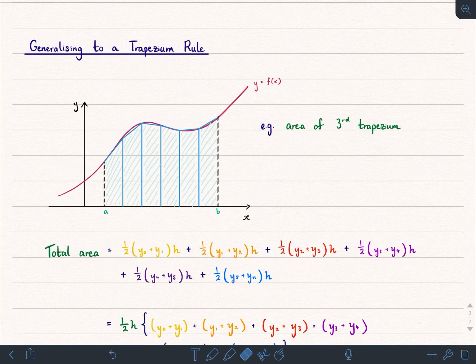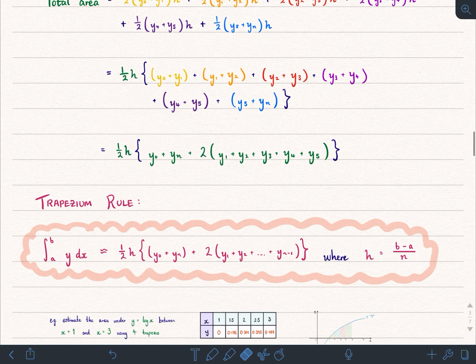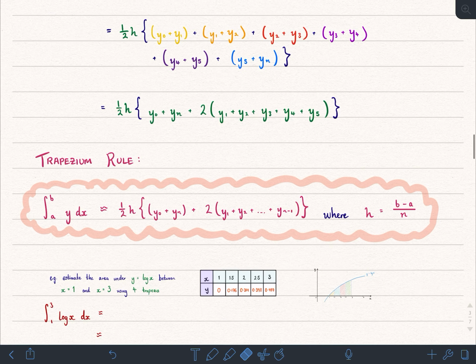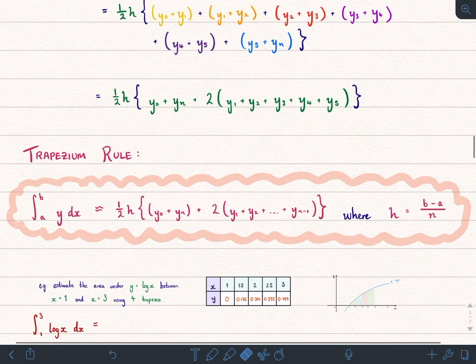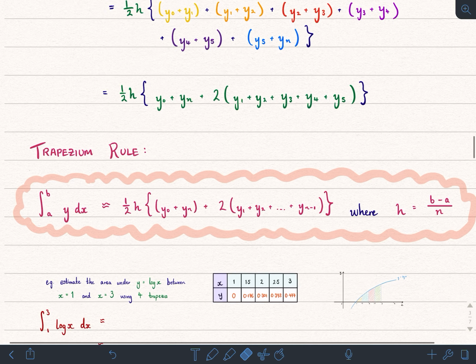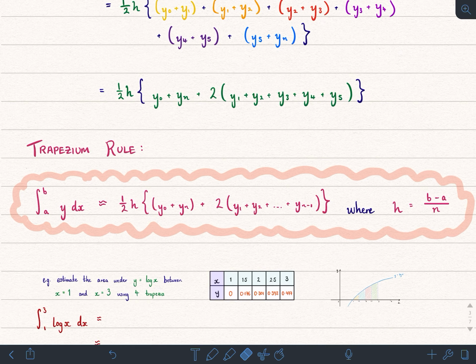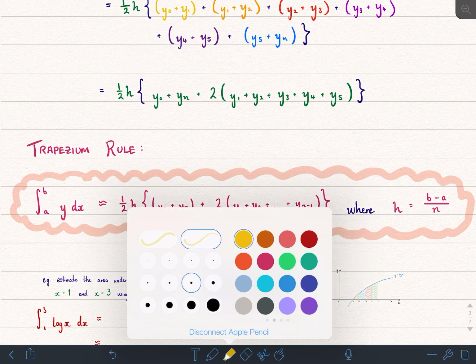So the next part of this is going to be generalizing all this to what's called the trapezium rule. And you'll see when you look at the formula booklet that you'll be given in exams, the trapezium rule is given as this horrific looking thing, which I've highlighted. And this is letter for letter what you're going to get. So let's break down what this means, and we'll build up towards why we get there.